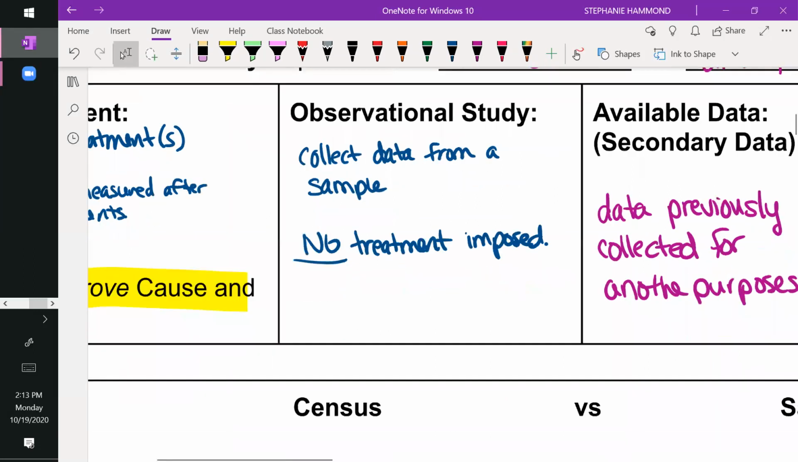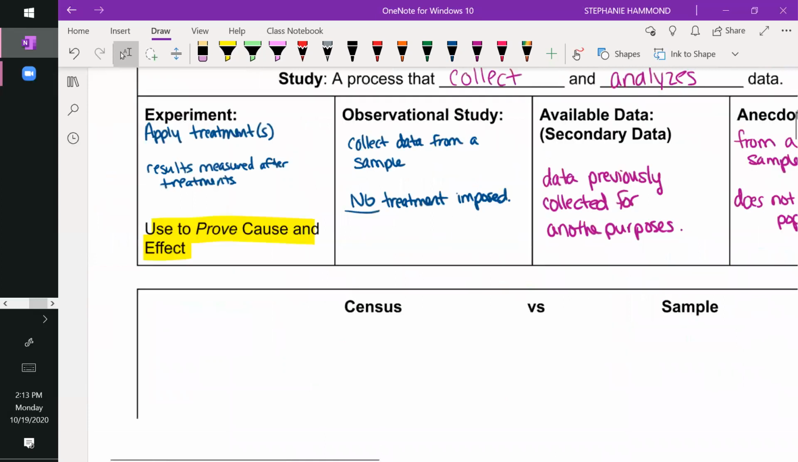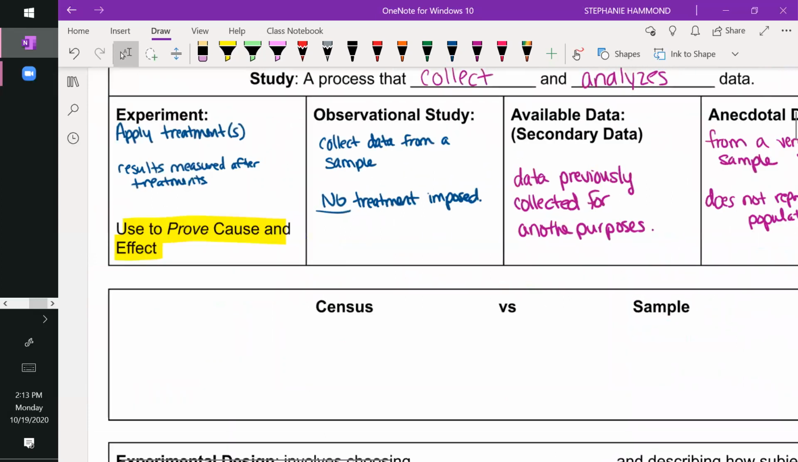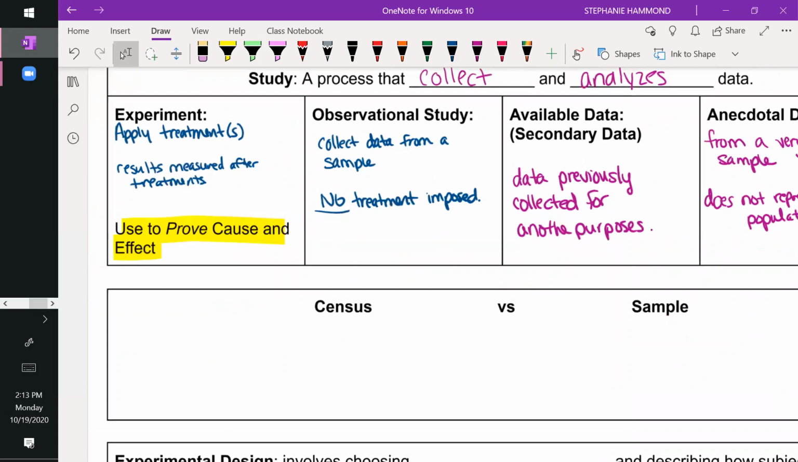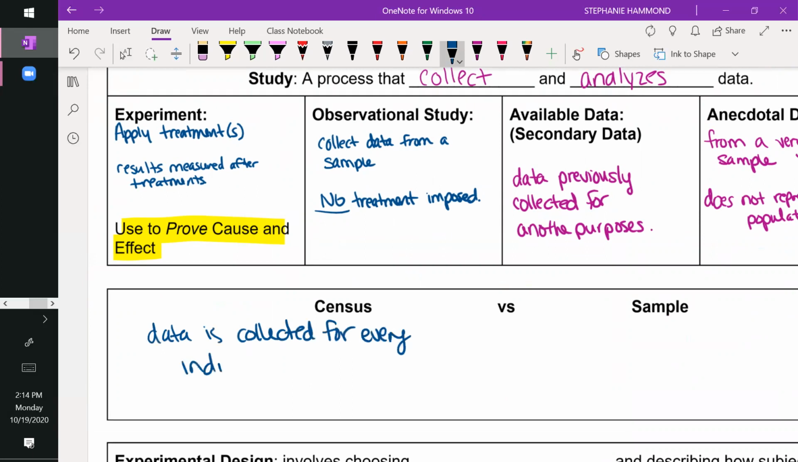Okay, the next thing on here is with an observational study, we have two different outcomes here. We have a census and we have a sample. So if I am creating a census, that means that we're collecting data for every single individual in a population. So data is collected for every individual in a population.